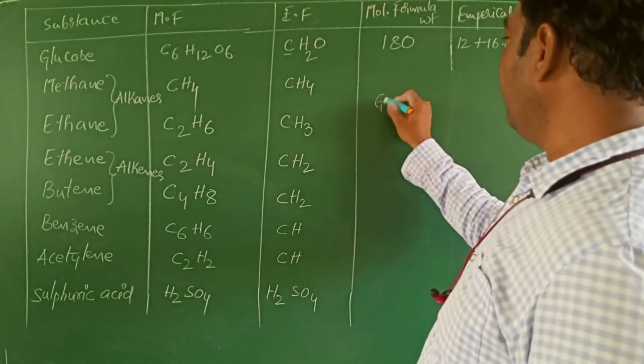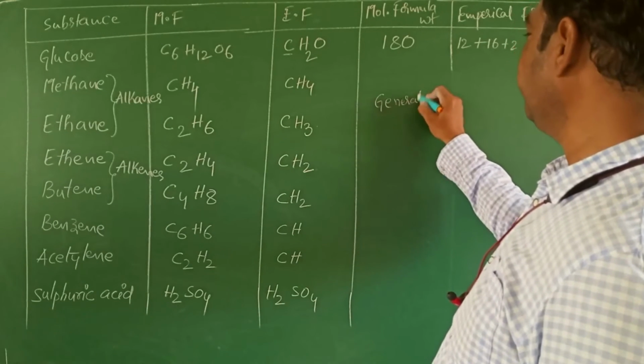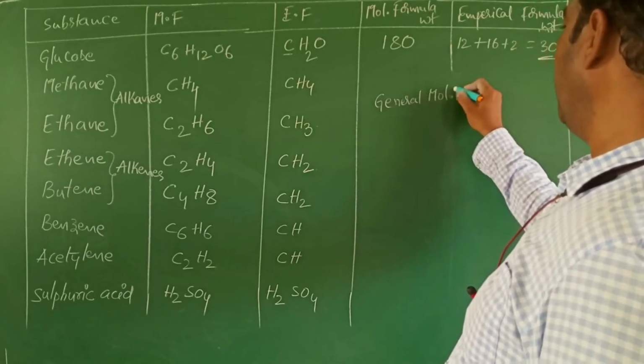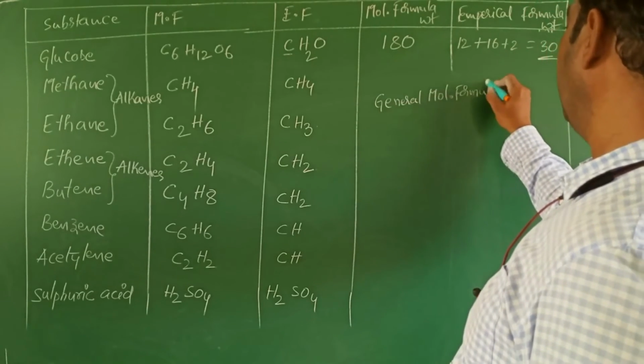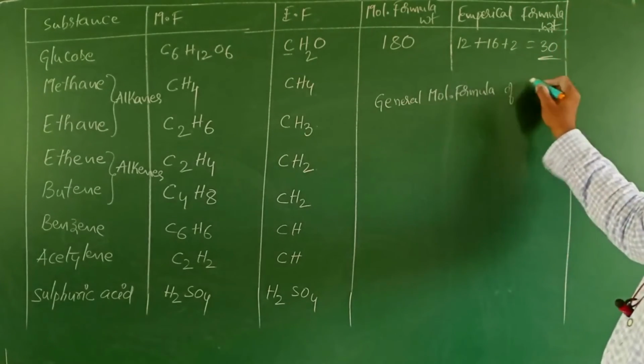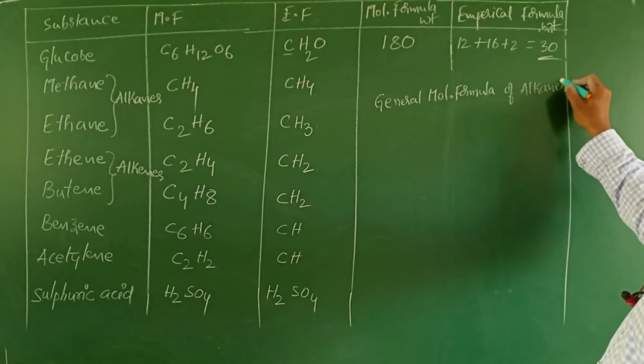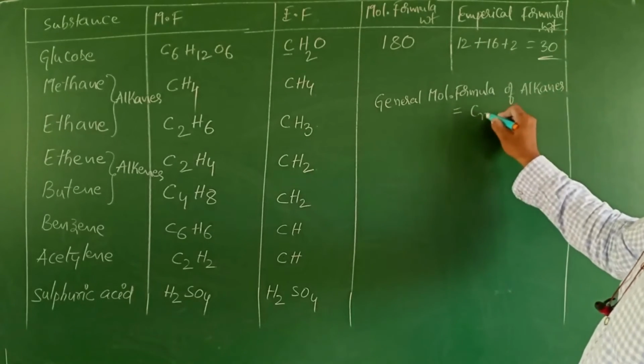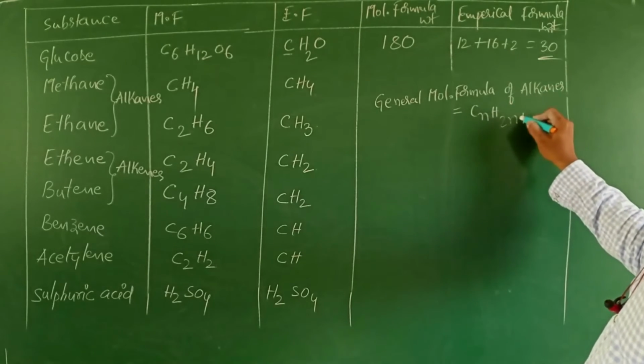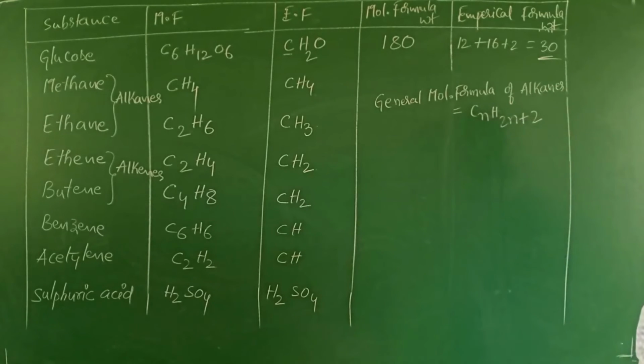Now, general molecular formula. What is the general molecular formula of alkanes, students? Which is CnH2n plus 2. Right? CnH2n plus 2.